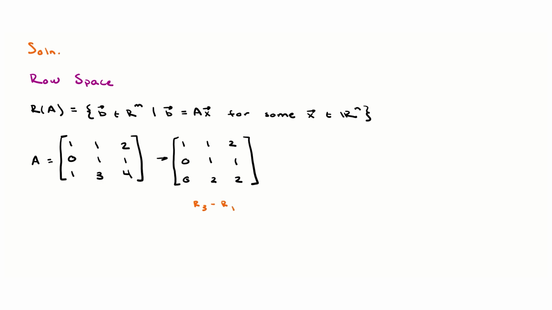Next, we're going to divide row 3 by 2. And then I'm actually going to subtract row 2 from row 3. Last thing I'm going to do is subtract row 2 from row 1.